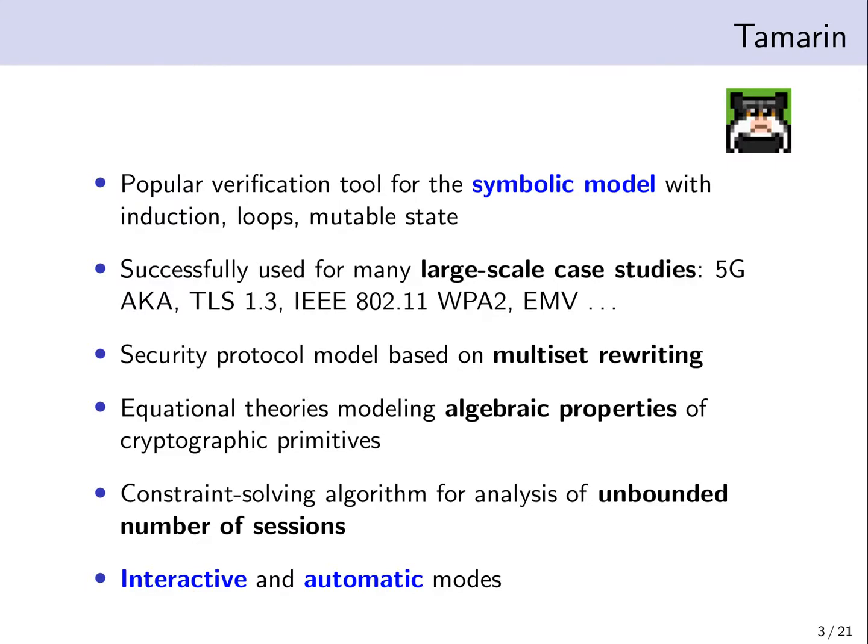Tamarin is one of the most popular verification tools in the symbolic model. It has many interesting features. It supports induction, loops, and mutable state. It has been used successfully for many large-scale case studies, for example 5G AKA, TLS 1.3, WPA2, the EMV payment protocol, and so on.